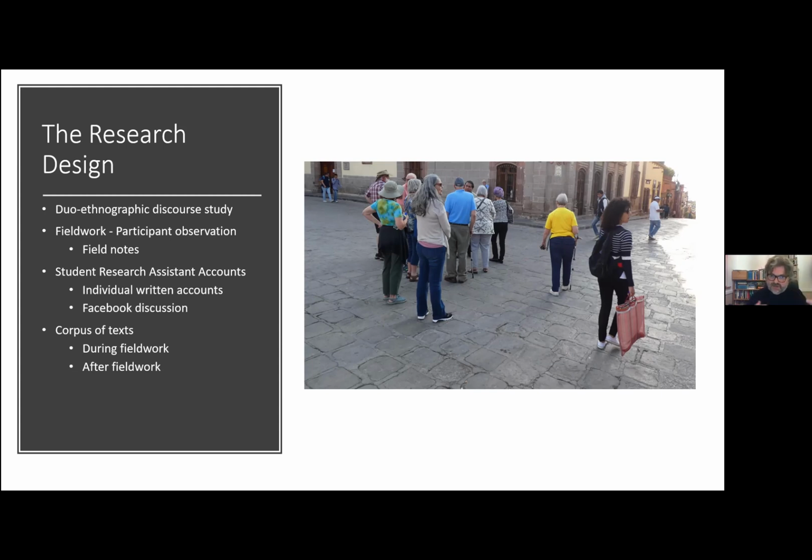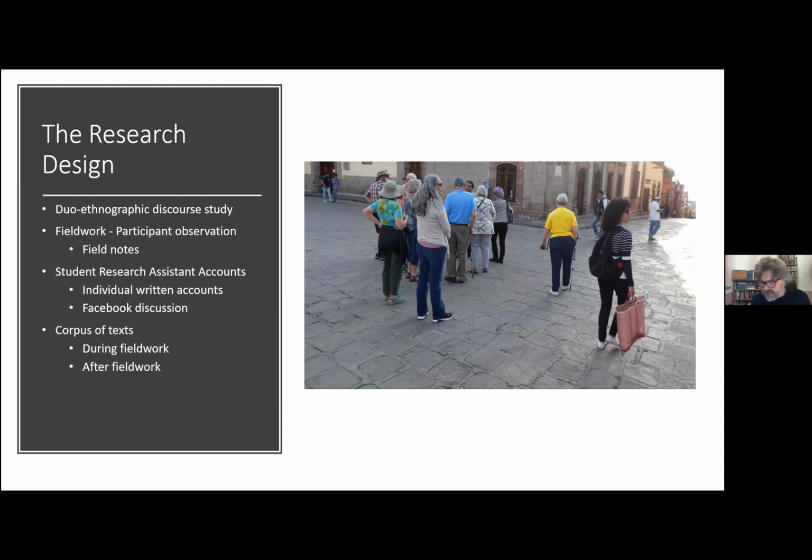So that we are exchanging ideas on the data that we're collecting, interpreting, and looking at our different interpretations of the data. This involved fieldwork in terms of participant observation between Ireri and myself in San Miguel de Allende and in Guanajuato, using classic field notes, photographs, and so forth. But in addition to that, we had student research assistant accounts. This is Ireri's undergraduate students. They acted as research assistants collecting data for us, but also they wrote accounts for us.